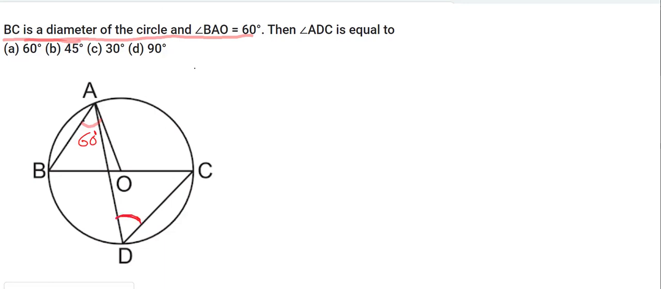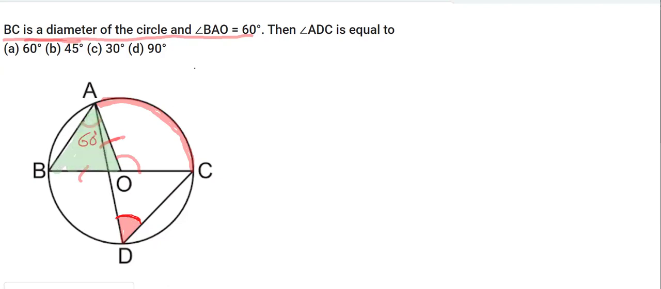Well, clearly this ADC is made by the arc AC here, right? And the arc AC is subtending an angle at the center, this one. So the same arc is subtending an angle on the remaining part of the circle, that is this one. So in case if we know the value of this, we can determine the value of this angle. So we need to find the measure of this angle. For that, what we can do, we can see that in this triangle, OA and OB are the radii, right? Let me shade the triangle for proper understanding. So I mean to say about this triangle.